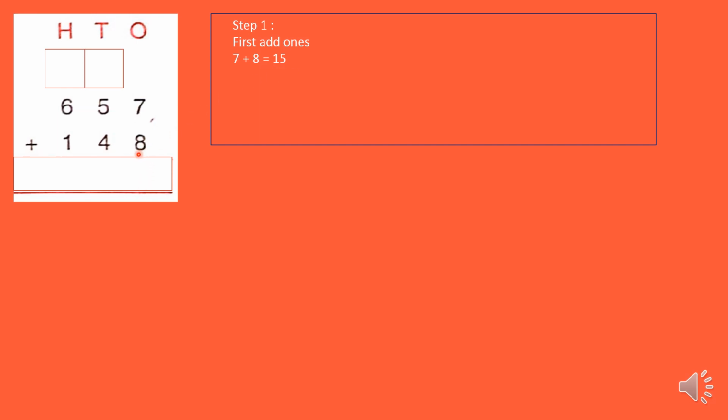Do I write 15 here? Can I write? No, I can't write because it's not possible. Two digits cannot stay at one place. More than 9 we can't write in one digit. So how do we have to write 15?